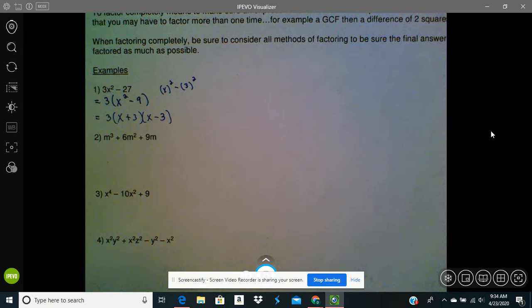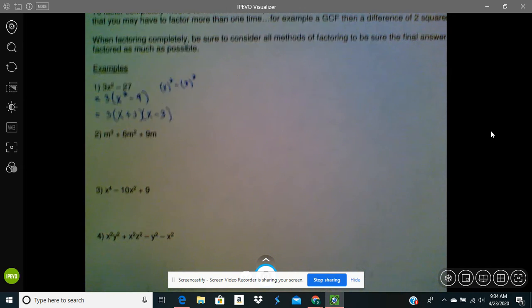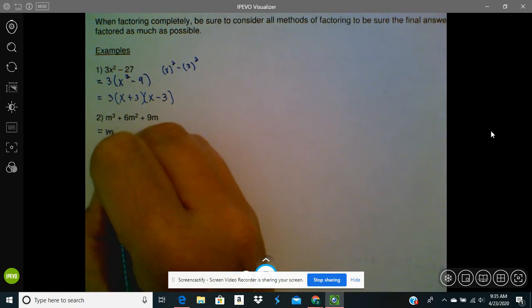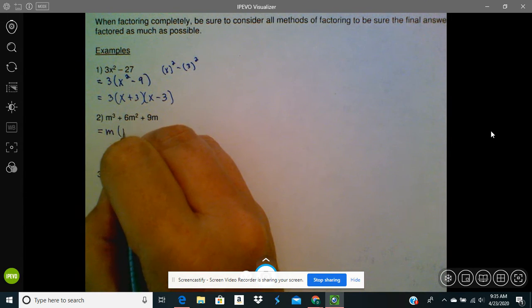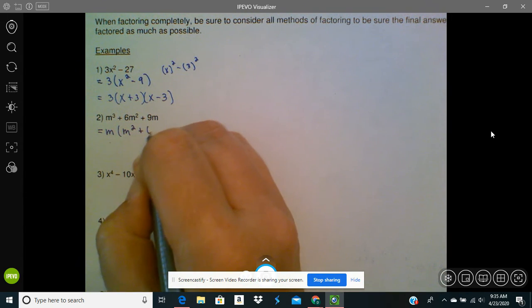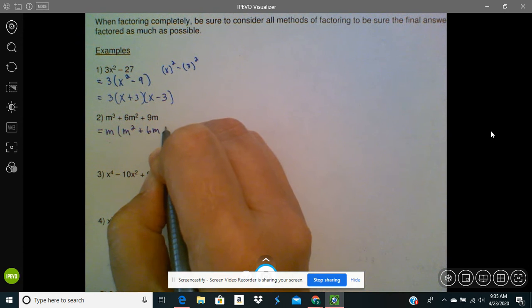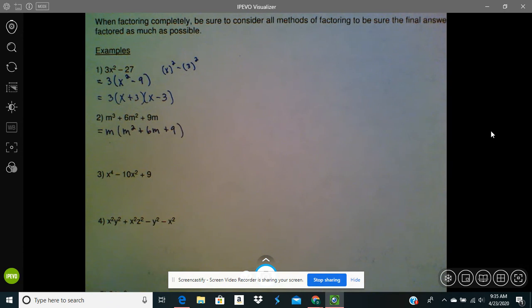I have m cubed plus 6m squared plus 9m. Now, in all 3 of those, I said m. So guess what? M is a common factor. When we divide that out, we're left with m squared plus 6m plus 9.